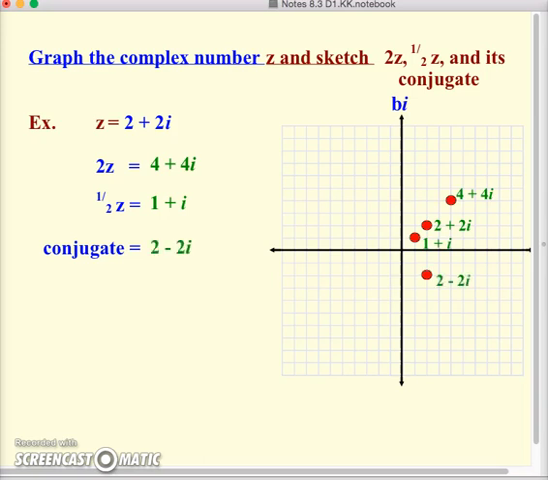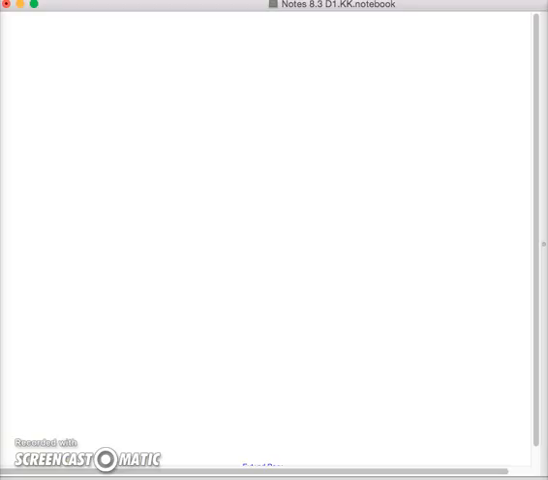Okay, so just a quick flashback to talking about graphing complex numbers as coordinates. Now to the other kinds of graphs. The other kinds of graphs we're going to do is, instead of a single coordinate, we're going to do a set of complex numbers.